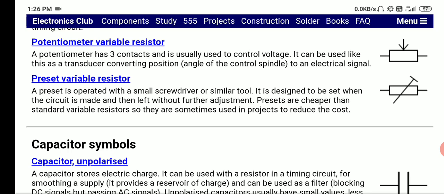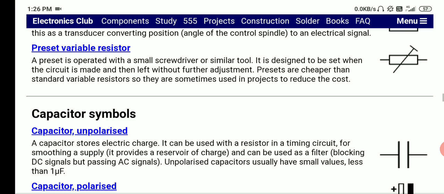It can be used like this as a transducer converter, like it is changing the distance. Now I have said some kind of energy, so displacement is also a kind of energy. If there's a displacement, it is giving the electrical signal in that form, in some sort. So an electrical signal.